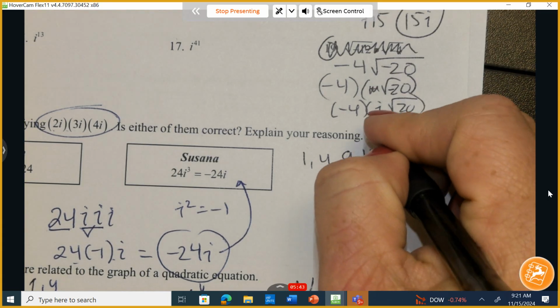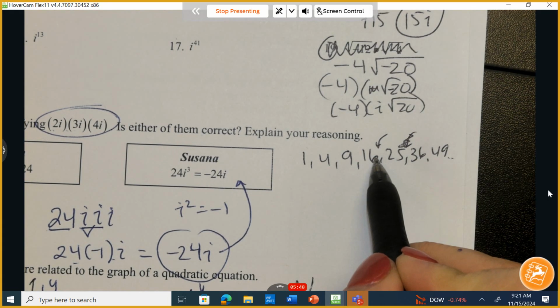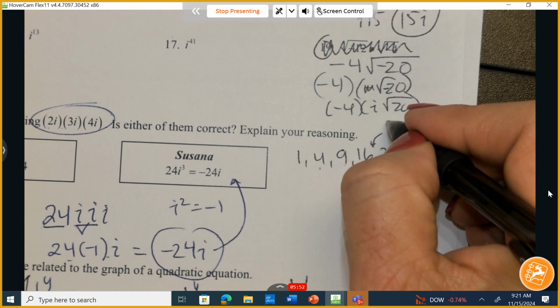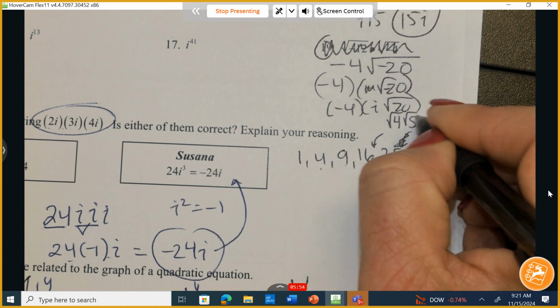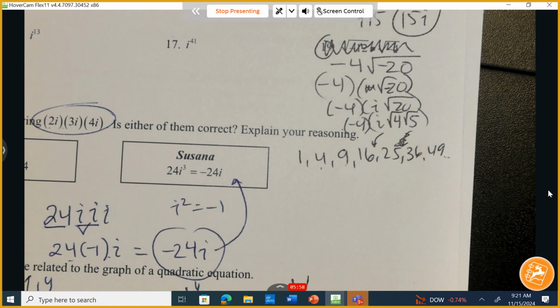20 lands between 16 and 25. 20 divided by 16 does not produce a nice integer. 20 divided by 9, nope. 20 divided by 4 does. So this breaks into the square root of 4, the square root of 5, and -4.